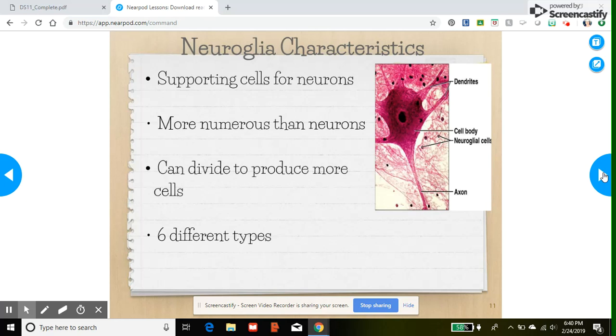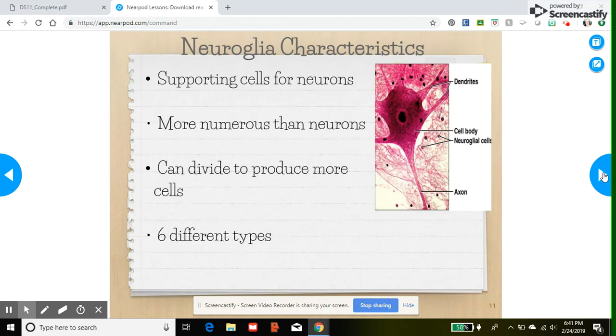All right, looking at some of our neuroglia characteristics. These are the support cells for neurons, and there's different types. They're more numerous than neurons, because they are what's nurturing our neurons. They can divide, they can produce more cells. So when we talk about cells that we think of in the brain and in the spinal cord, if they get damaged, they don't do mitosis anymore. So that's going to cause paralysis and things like that. That's not going to affect your glial cells. Those will still continue to produce more cells.